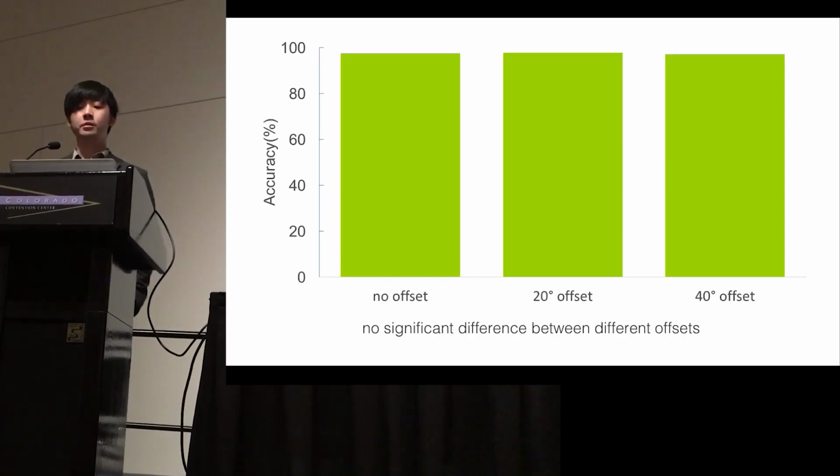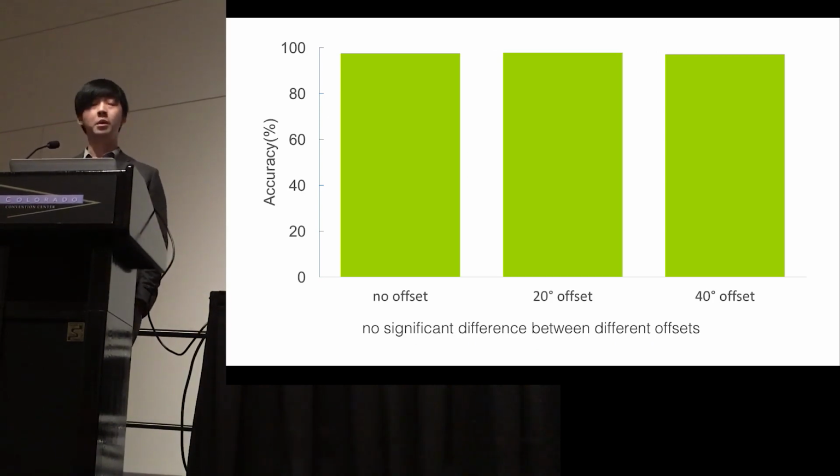And we didn't see a significant difference between different offsets. Therefore, we conclude that the body warping has no effect on our prediction, and we implement it in our final system.